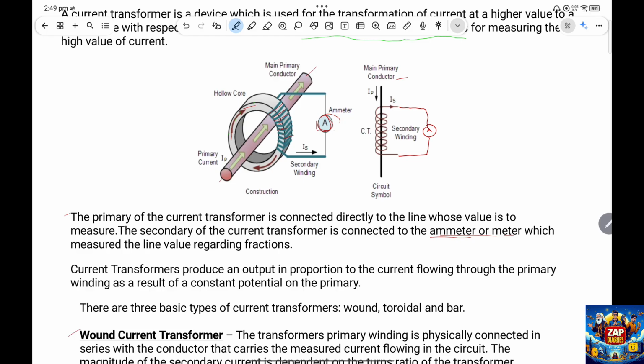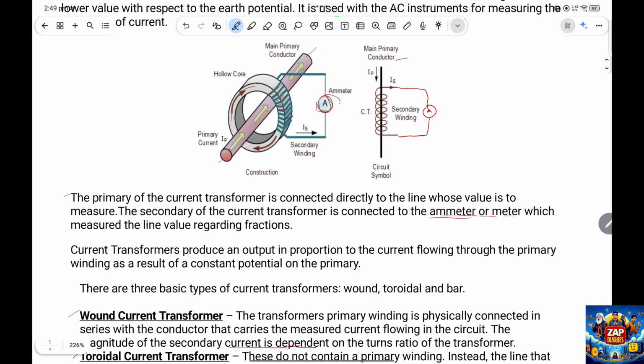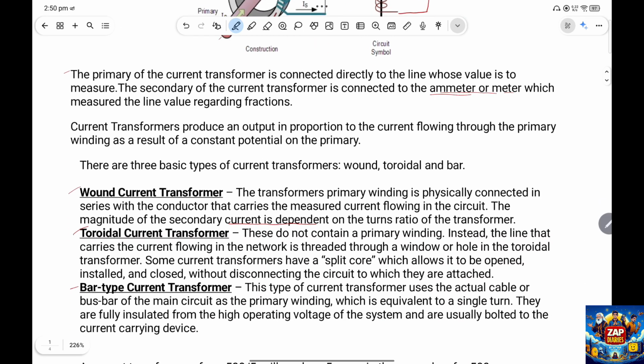If I have more number of turns over here, I will get a ratio like 1 is to 4, or 1 is to 10, 1 is to 16, and as you decrease the number of turns, you already know it will work as a step down one. So the more you decrease the number of turns, the less current it will show, and the proportion will gradually increase.